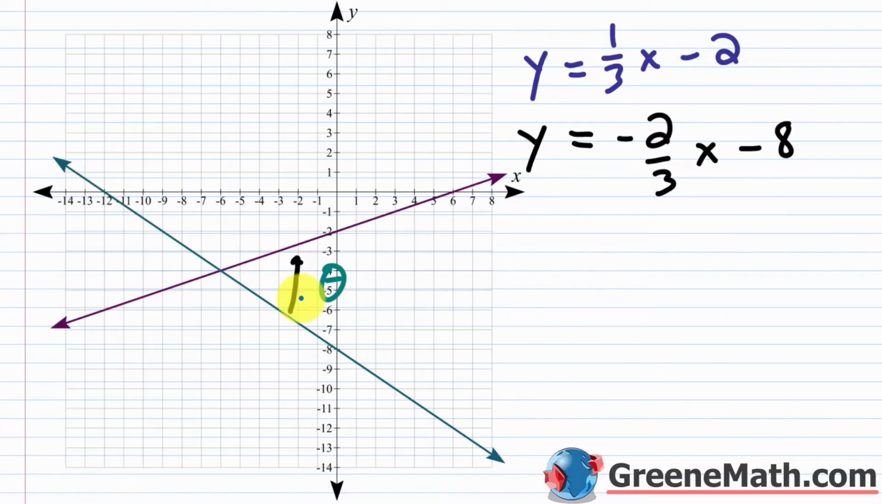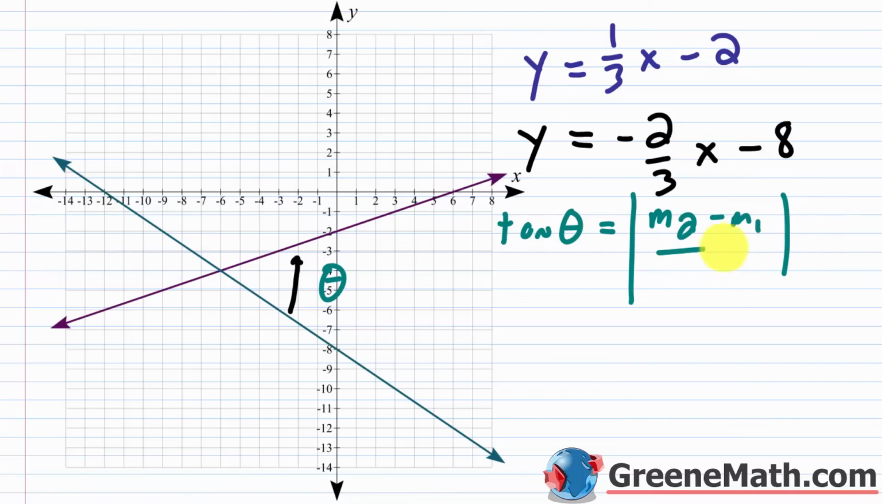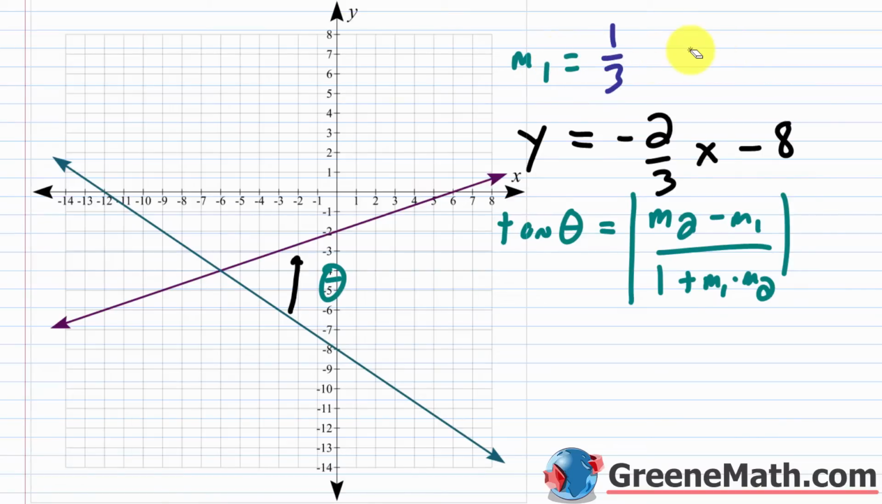Okay, so how can we figure this out? Again, we just plug into the formula. So we're going to say that the tangent of theta is equal to the absolute value of m sub 2 minus m sub 1, over 1 plus m sub 1 times m sub 2. So let's just call this first slope m sub 1. So this is m sub 1. And let me get rid of this. And the second slope, let's call that m sub 2. So this is m sub 2. Get rid of this. You don't need that information anymore.